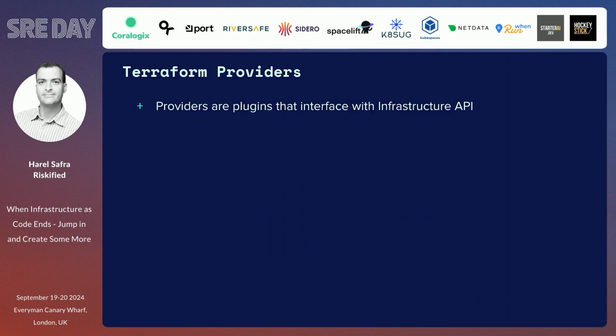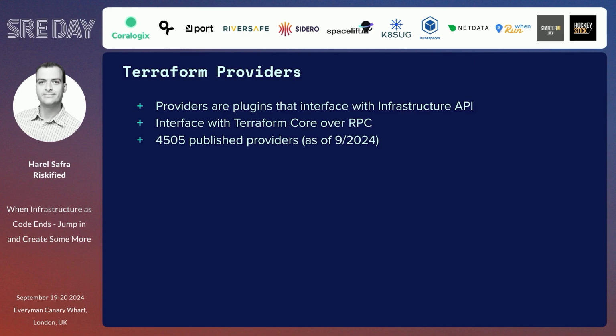Terraform providers are the interface between Terraform core, which is the CLI that you run, and the infrastructure API. They provide the adapting between Terraform concepts like resources and infrastructure concepts like a VM. They interface with Terraform core over RPC, and there are a lot of published providers. I've updated the slide deck this morning. There are 4,500 providers, and it's counting.